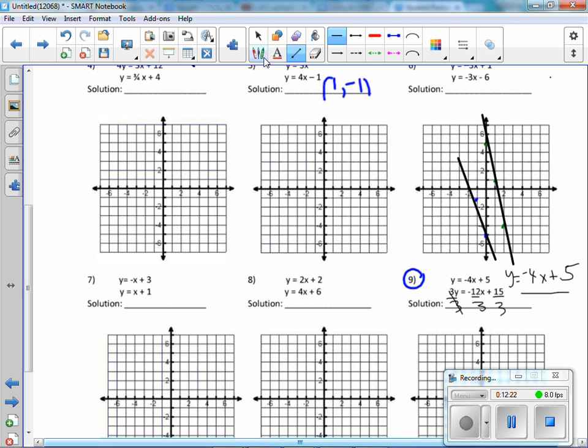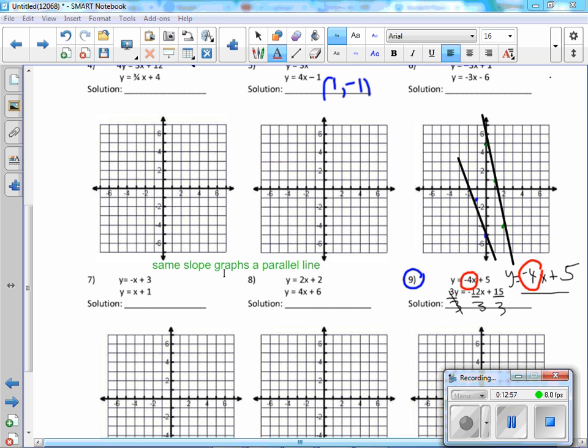But look at something else that's interesting. Look at the slope. The slope of both of them is negative 4, right? You have a negative 4 for the one we just changed, so it's negative 4 slope, and we have a negative 4 slope for the first one. So that tells us in the rules, you can write this in your notes, if you have the same slope, it always graphs a parallel line. See, I wrote it in green. Same slope graphs a parallel line, okay?